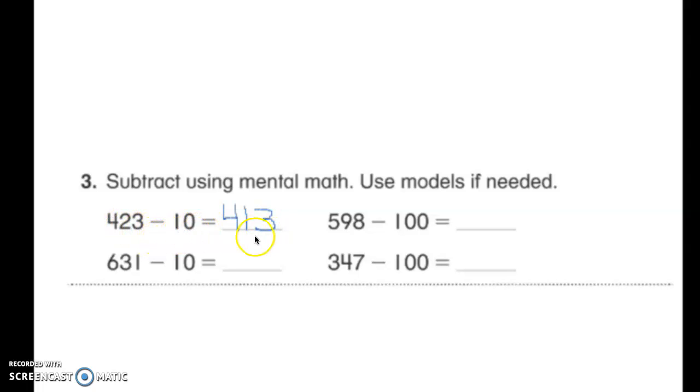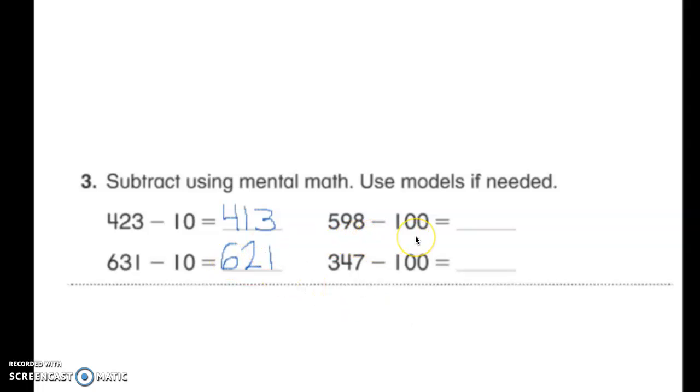423 minus 10 gives us 413. The hundreds did not change, the ones did not change, the tens place just went down by 1. If we look at 631 minus 10, same thing. We are not touching our hundreds place, that stays the same. So that stays a 6. 3 minus 1 is 2. We are only changing our tens place. And 1 minus 0 is 1. Again, that does not change.